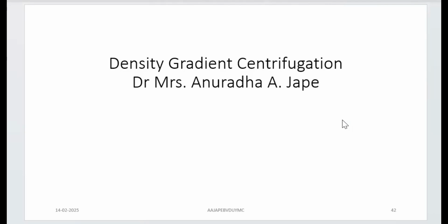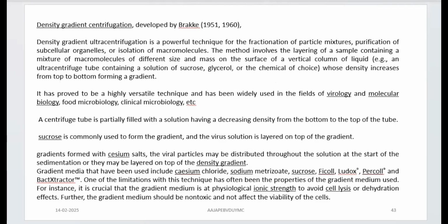Also, we have discussed differential centrifugation in the previous lecture. So today's topic is density gradient centrifugation. It was as early as the 1950s that the scientist Brakke, B-R-A-K-K-E, described this particular technique.